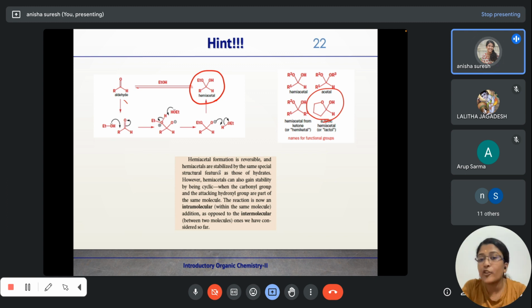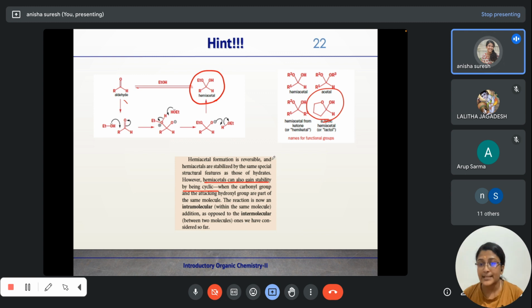So hemiacetal formation is a reversible reaction and hemiacetals are stabilized by the same special structural features as those of hydrates. We have seen the case of hydrates, right? However, hemiacetals can also gain stability by being cyclic. When the carbonyl group and the attacking hydroxyl group are part of the same molecule, the reaction is now an intramolecular addition, within the same molecule, as opposed to the intermolecular addition between two molecules we have considered so far.